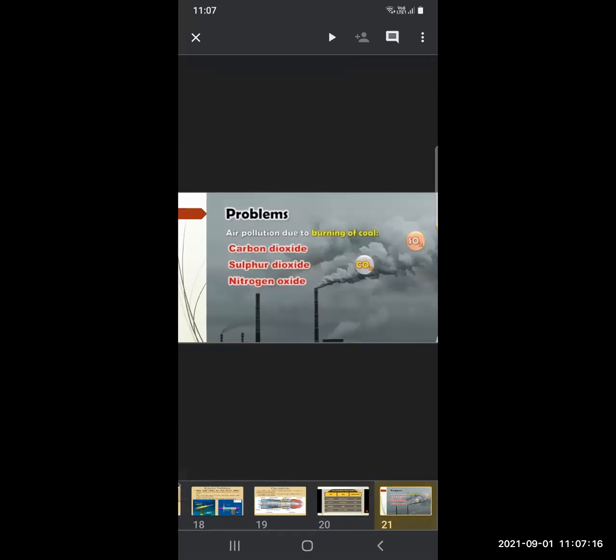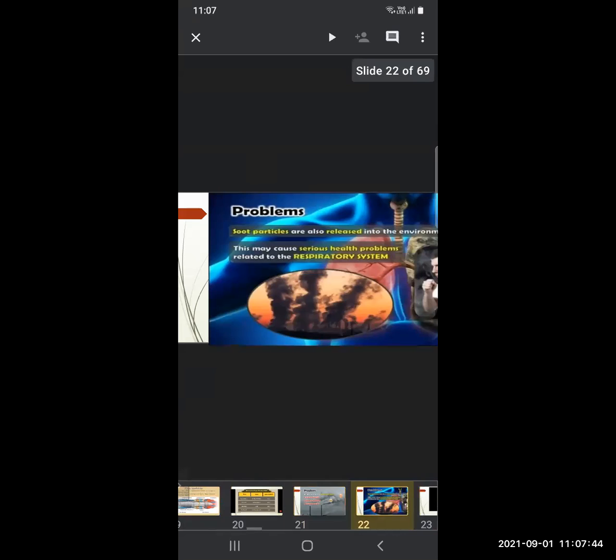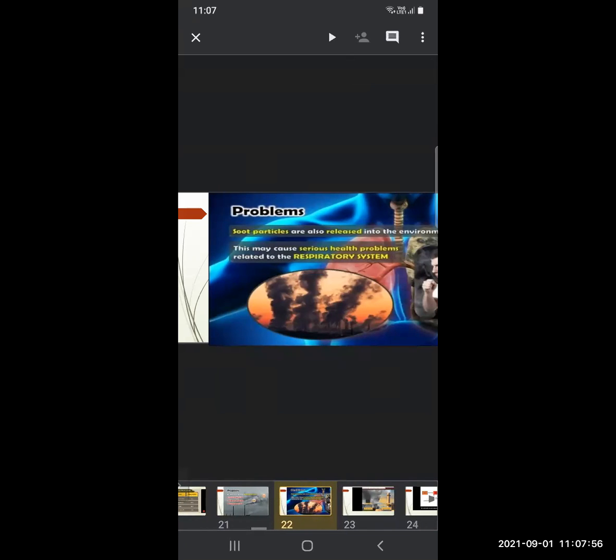Now what are the problems? Air pollution due to burning of coal. By burning coal, what air pollution occurs? These gases are released into the environment: carbon dioxide, sulfur dioxide, and nitrogen oxide. These three gases are polluting the air and causing adverse effects. Soot particles are also released into the environment. This may cause serious health problems related to the respiratory system that many of us are facing.